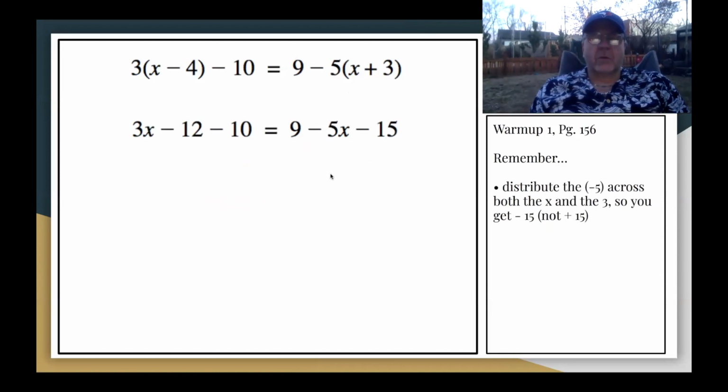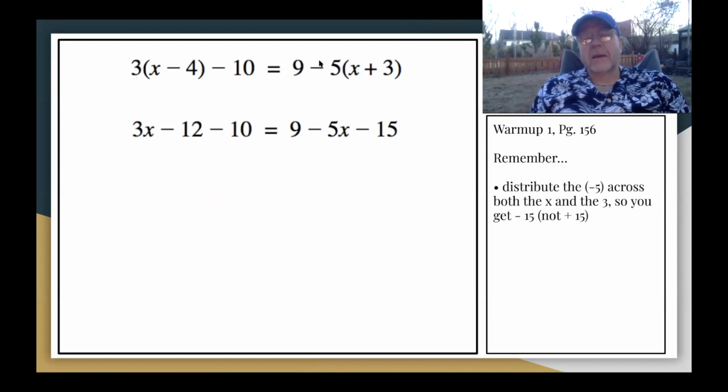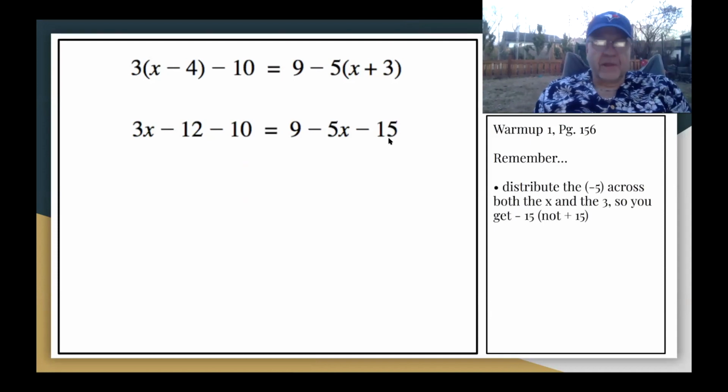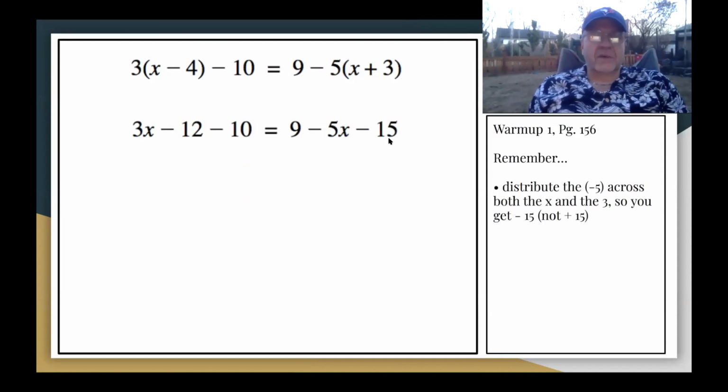Now, just a quick warning here: when you're distributing 5 across this bracket, you're distributing minus 5, so it's going to be minus 5x there, and then minus 3 times 5, minus 15. All right, so that's something that even now folks make some simple basic errors with.